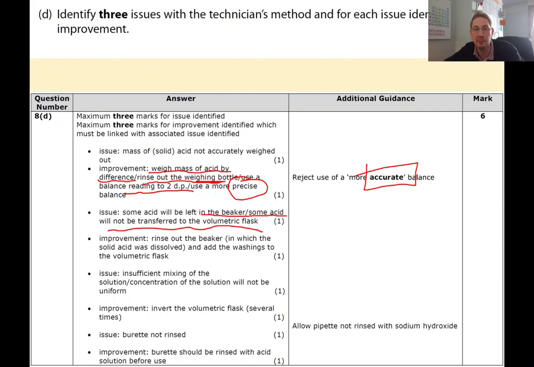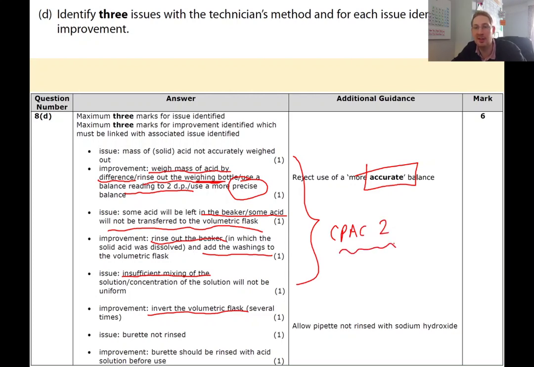My apologies. Some acid left in the beaker, some acid not transferred to the volumetric flask, and it would be a good idea to rinse out the beaker. Add the washings to the volumetric flask. The solution was not mixed. We need to invert the volumetric flask. Okay, so these are all CPAC 2. And if you go back and look at my video from last week, I think it was part 2, you will see we discussed these.